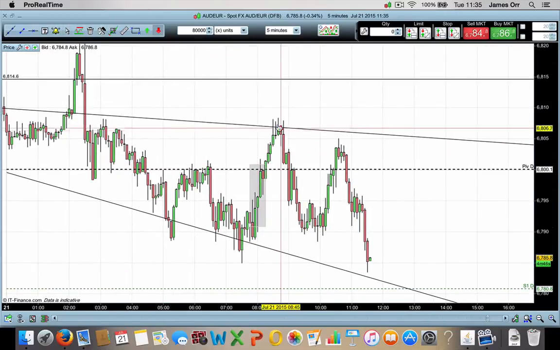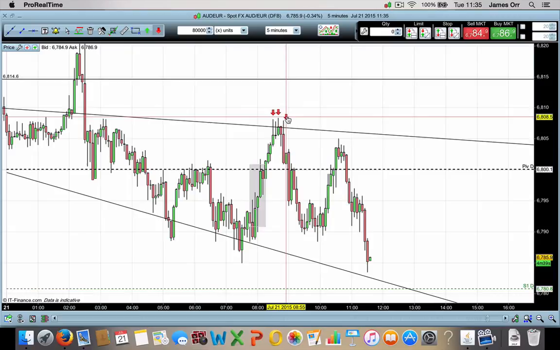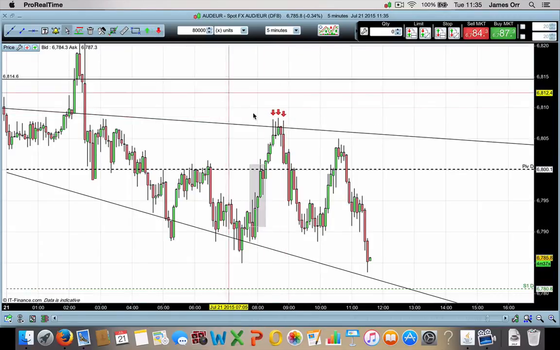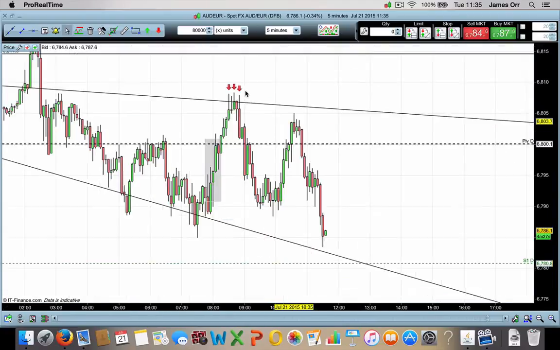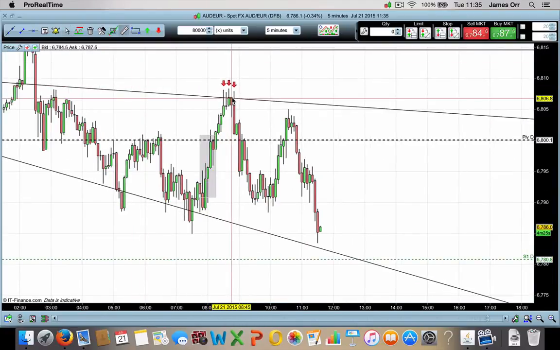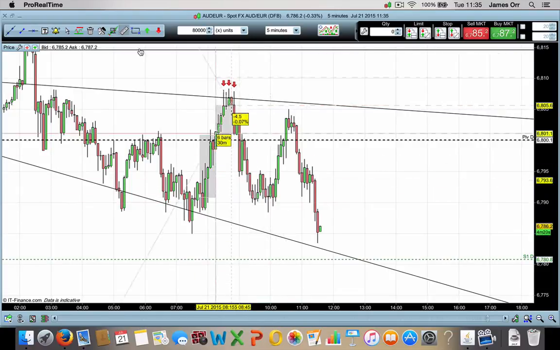Straight away, we get some nice reversal candles. I don't know what better signal you could get. You got a pin bar, you got a pin bar, you got an engulfing candle. This is somewhat of a hammer, and then the market falls away. There you go, 15 points.